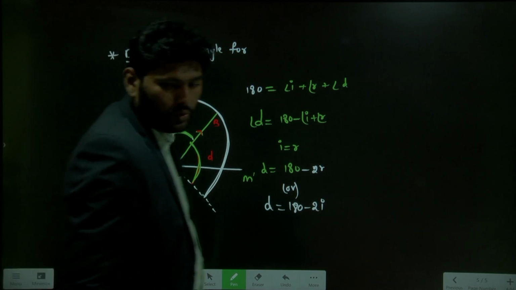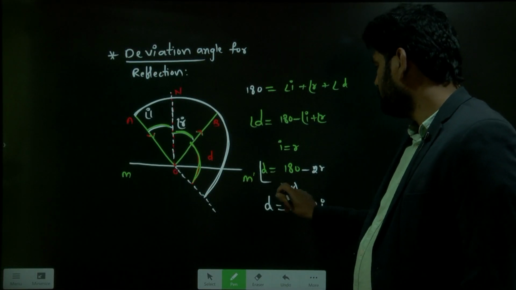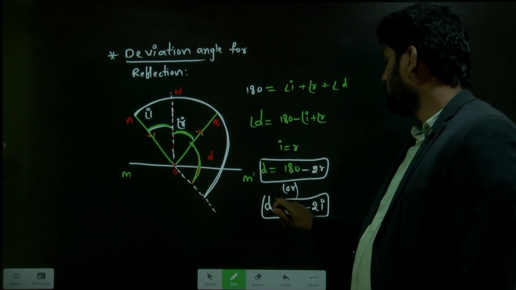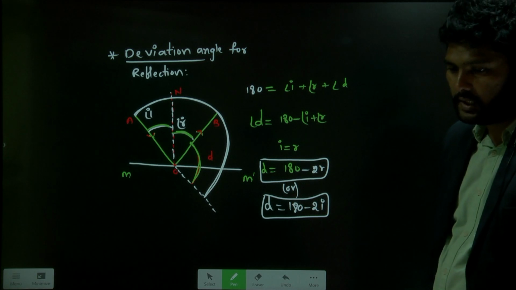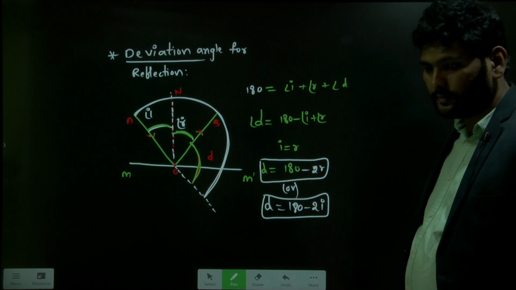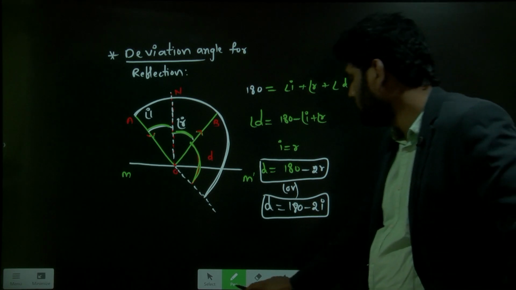These are the two equations for the deviation angle. Understand? These two equations will help you find the deviation angle. Note down. Now I'll give you one question.